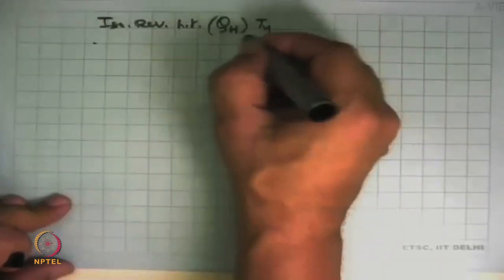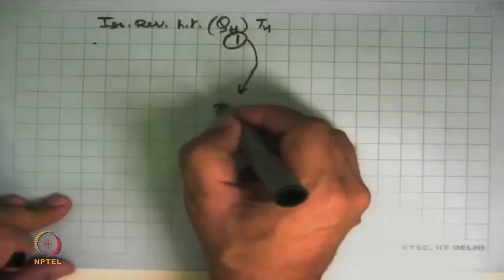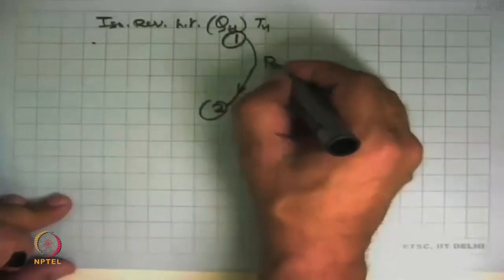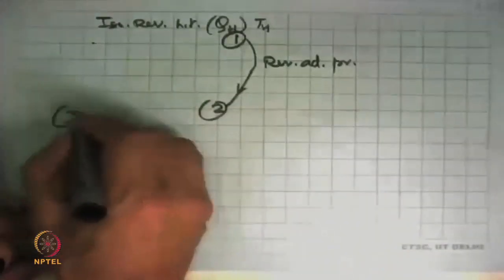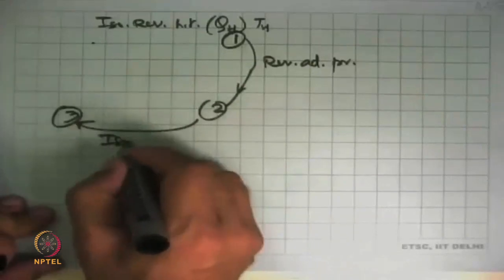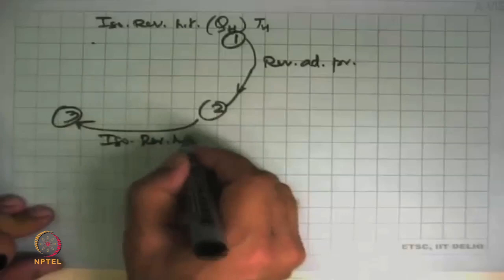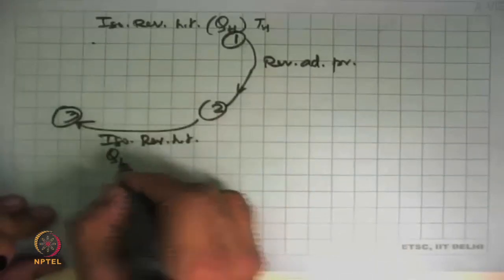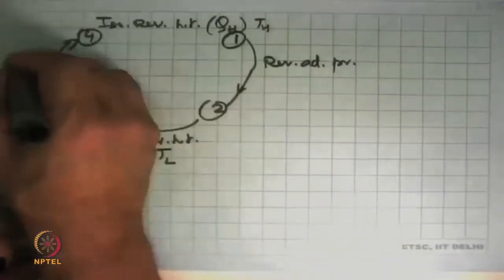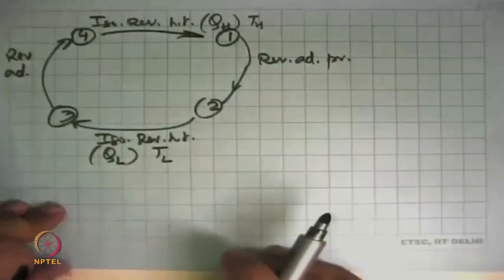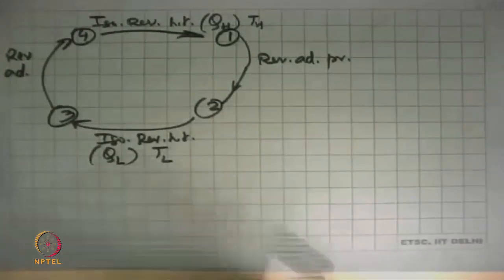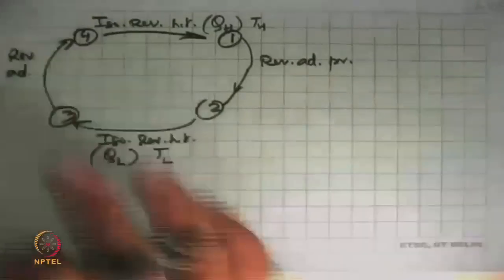This was followed by a process. So this took it to say state 1. Then it went to state 2, which is a reversible adiabatic process. Then it came to state 3, during which there is isothermal reversible heat transfer, heat ejection to the sink at TL, and the fourth process will come back, reversible adiabatic work, and then cycle. So these are the basic processes of a Carnot cycle.